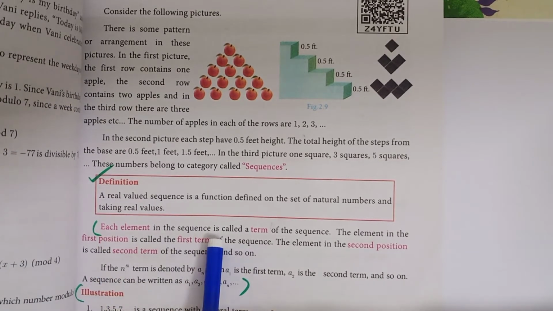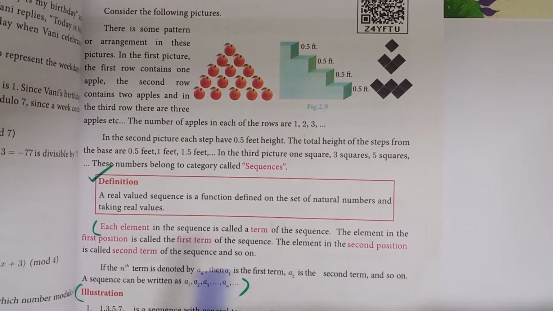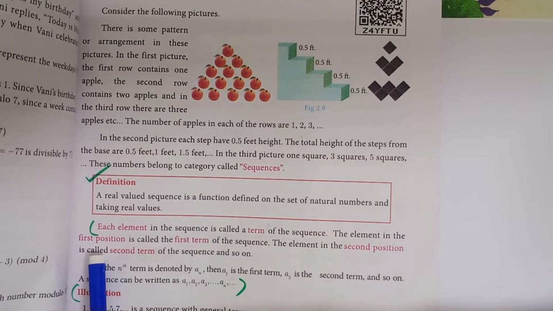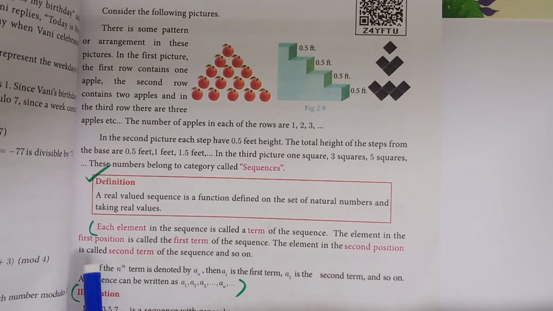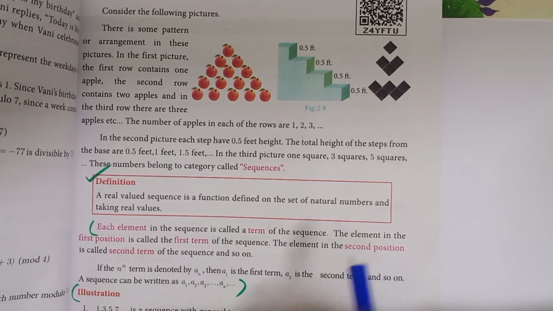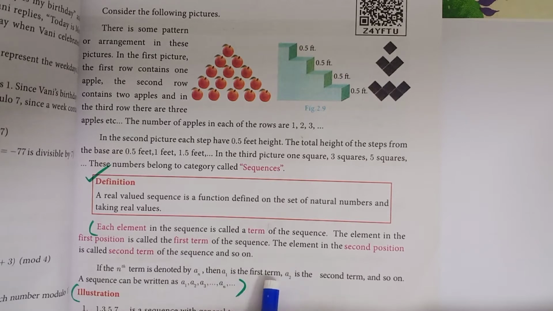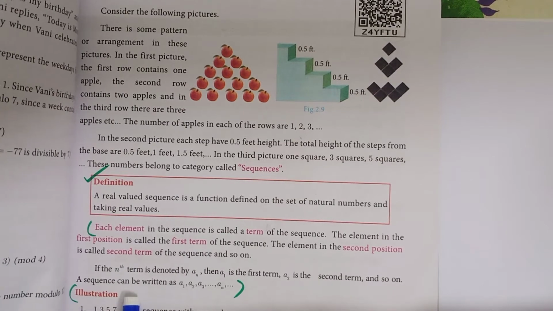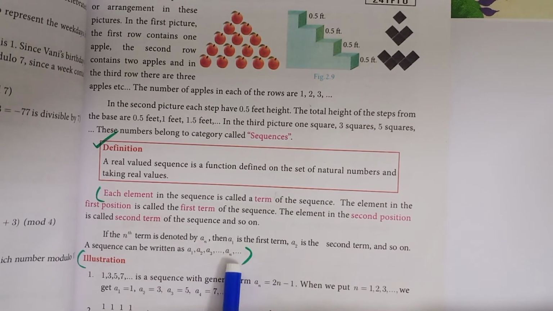Each element in the sequence is called a term of the sequence. The element in the first position is called the first term of the sequence. The element in the second position is called the second term of the sequence, and so on. The nth term is denoted by an, where n is at the suffix. Then a1 is the first term, a2 is the second term, and so on. A sequence can be written as a1, a2, a3, a4, a5, ..., an, etc.